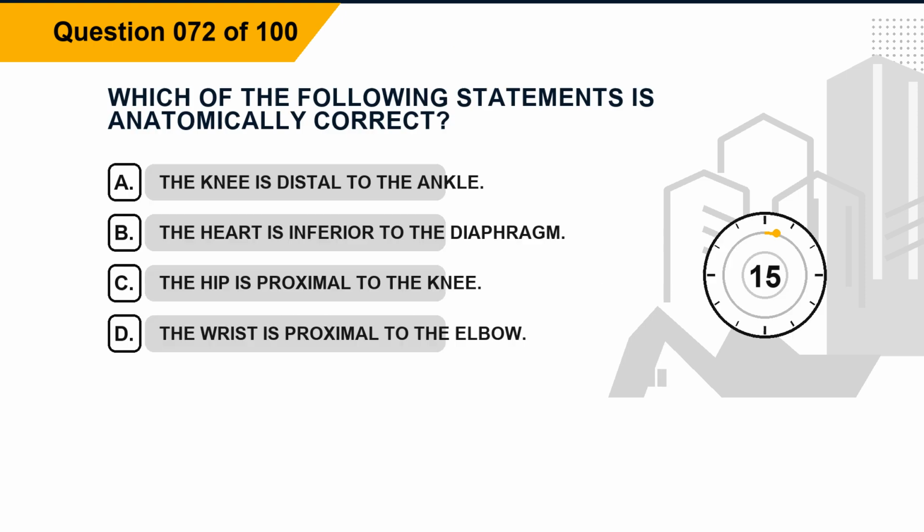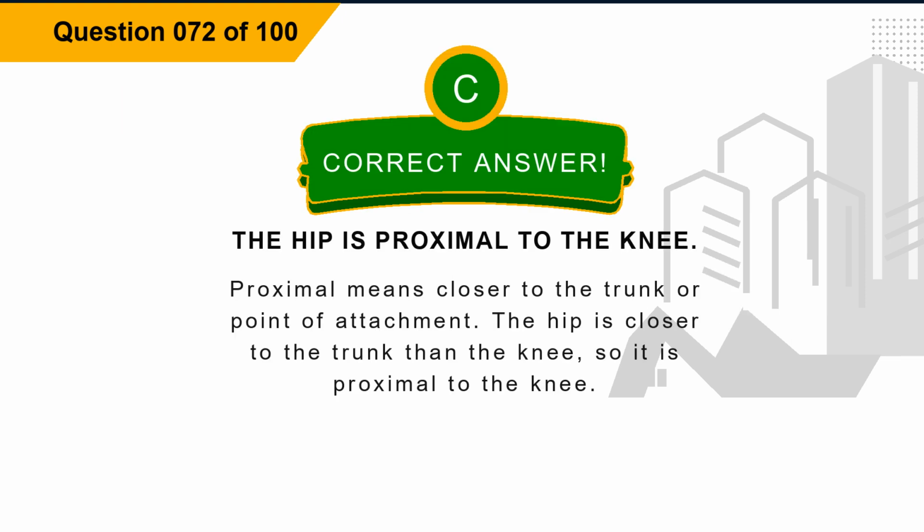Question 72. Which of the following statements is anatomically correct? Option A, the knee is distal to the ankle. Option B, the heart is inferior to the diaphragm. Option C, the hip is proximal to the knee. Option D, the wrist is proximal to the elbow. The correct answer is option C, the hip is proximal to the knee. Explanation. Proximal means closer to the trunk or point of attachment. The hip is closer to the trunk than the knee, so it is proximal to the knee.